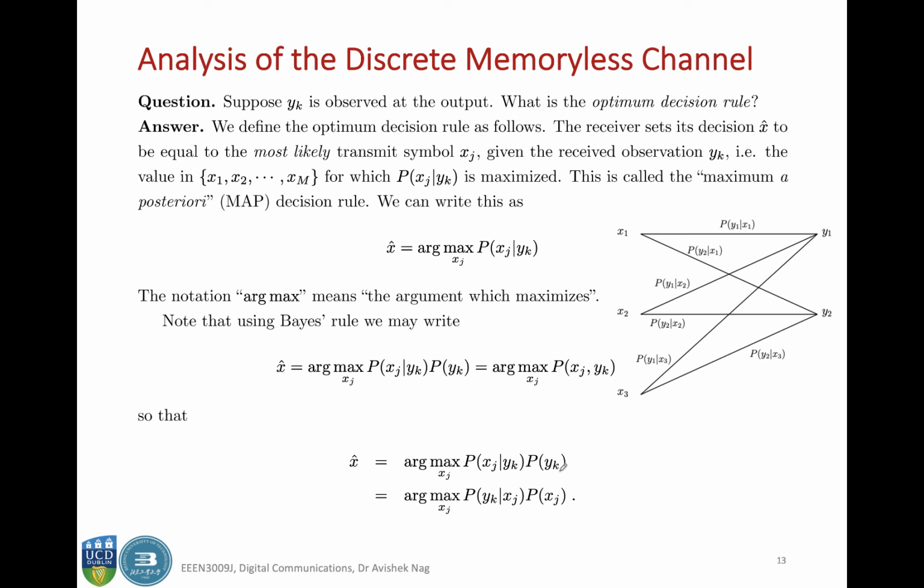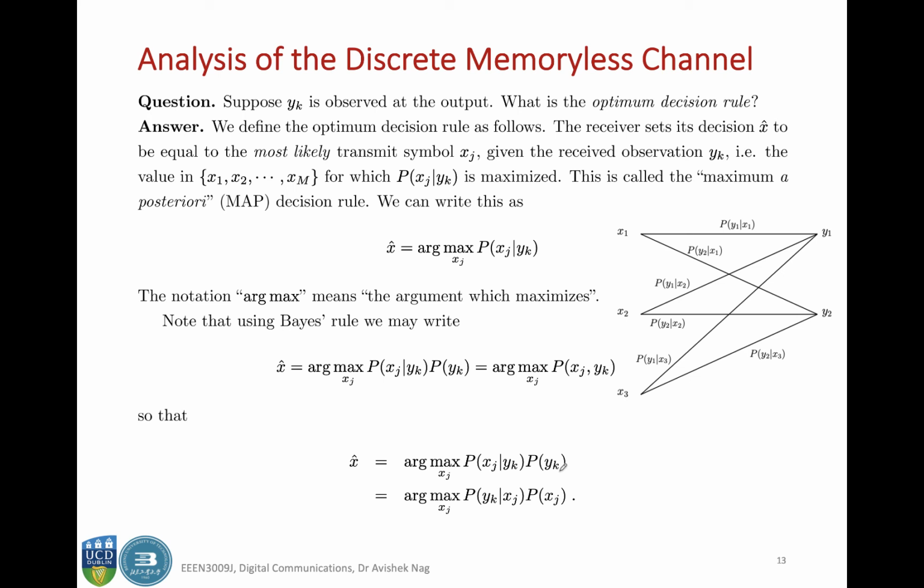Moving on, we will keep analyzing the discrete memoryless channel. Now let us ask a question to ourselves. Suppose yk is observed at the output, and you are trying to decide what could have been the possible inputs, and you want to make a correct decision, or in other words, an optimum decision. You don't want to make mistakes.